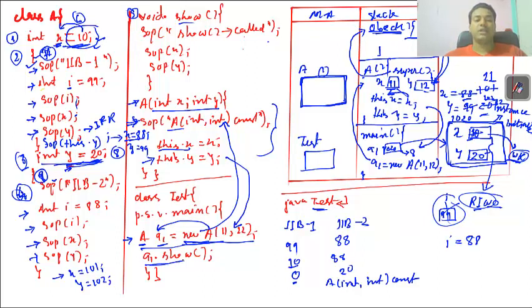And finally, when you call the show method, it gives "show is called", and the x value, currently 11, and y will also print, so the y value is 12. So 11 and 12 will be the output at this point. Currently we are creating only one object, and on that one object JVM is doing all these operations.